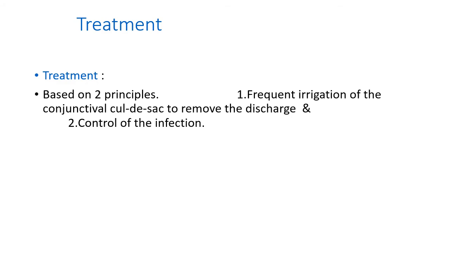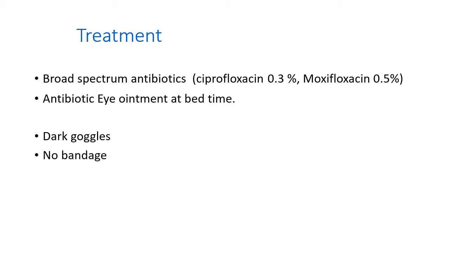What is the treatment? The treatment is based on two principles. First is frequent irrigation of the conjunctival cul-de-sac to remove the discharge, and control of the infection. The topical antibiotics to control the infection constitute the main treatment of acute bacterial conjunctivitis.